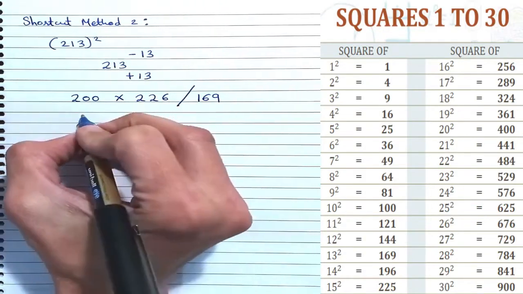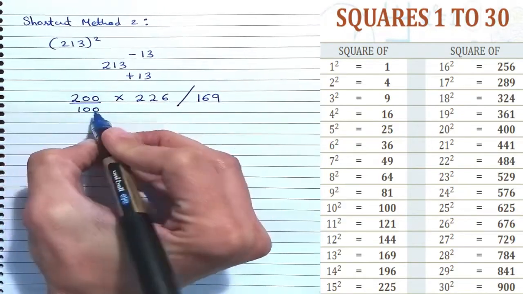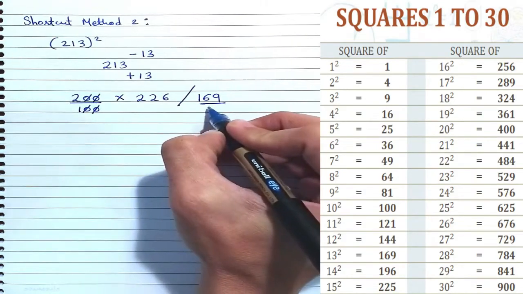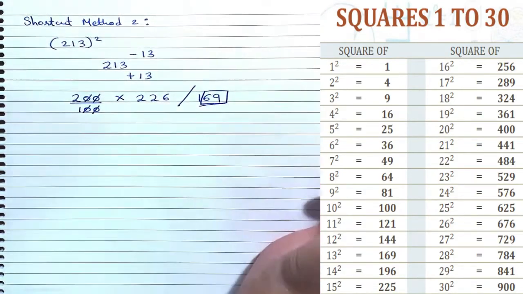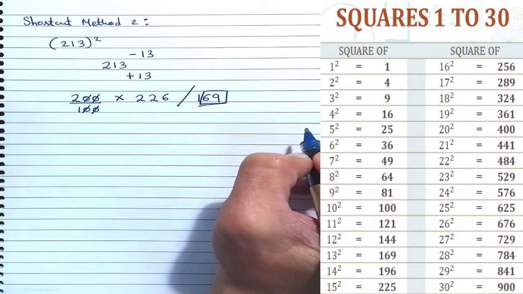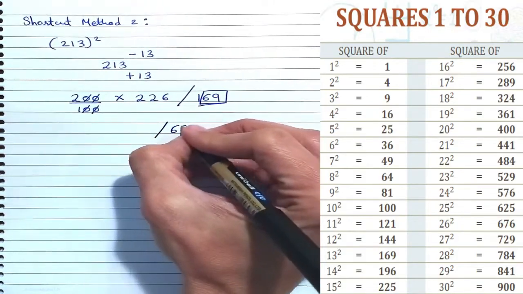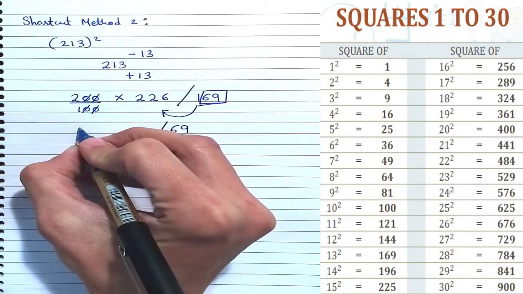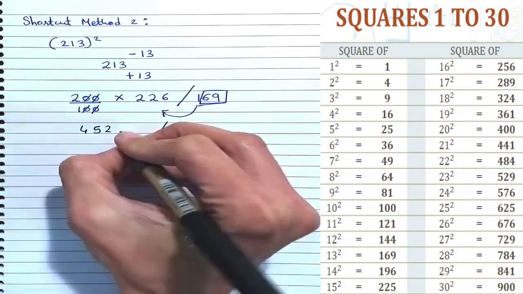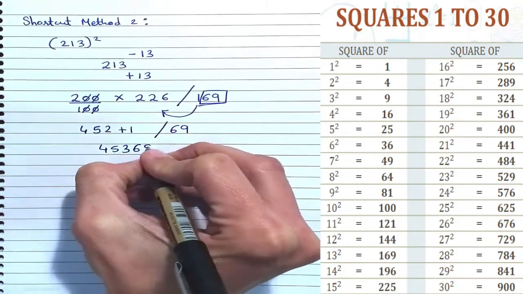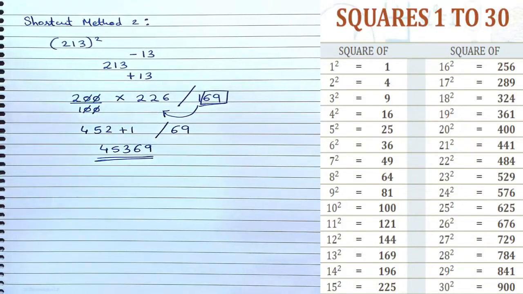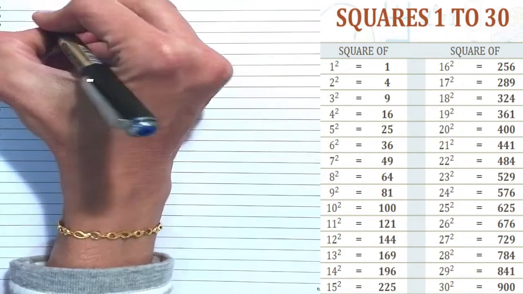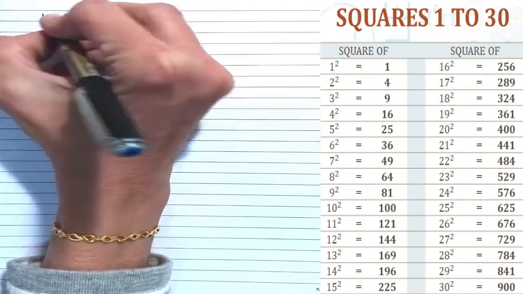Now we have to get rid of these two zeros. So we'll divide it by 100. Now we have used two zeros for division. That's why we are using 2 digits from our square. So 69 will always remain and 1 will get carried over. So 2 multiplied by 226 will be 452 and plus 1. So it will be 453 and 69 as it is. So our answer is 45369.